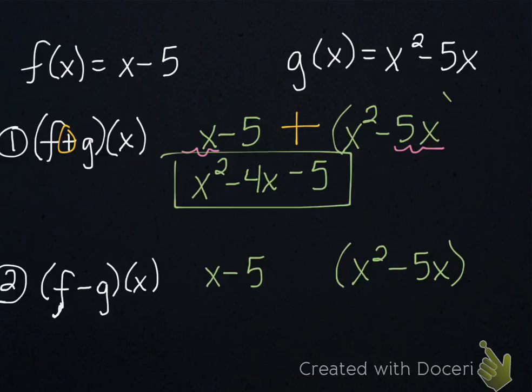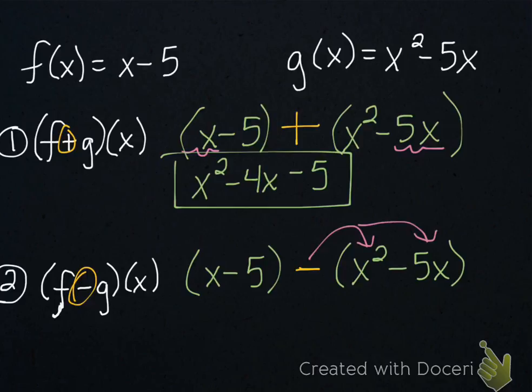Number 2, again, plug in your 2 equations, f of x and g of x. Now I could have put parentheses around those in number 1. In number 2, I'm definitely putting parentheses because I have a subtraction symbol. And I know with the subtraction symbol I'm going to have to do what? I'm going to have to distribute. So what do we get when we distribute?